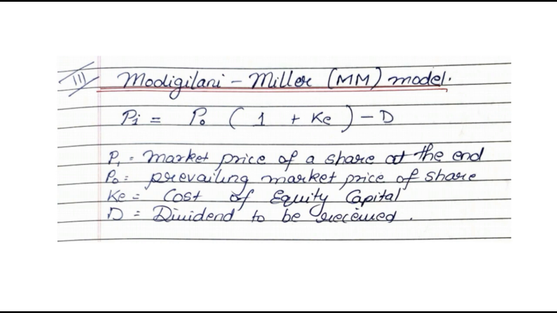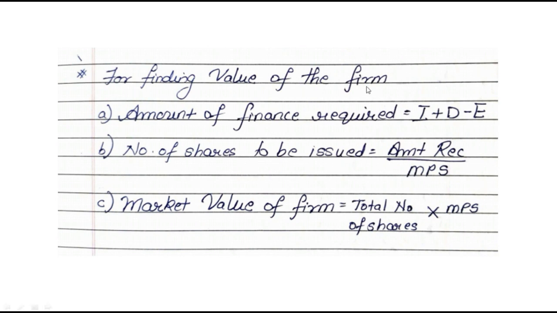Along with that, they can also ask you to find the new number of shares to be issued and the total value of the firm. For finding the value of the firm, the additional formulas required are: amount of finance required is I plus D minus E, where I is investment, D is dividend, E is earning. Number of shares to be issued is amount received upon MPS, that is the market price of the share. And the total market value of the firm is total number of shares into the market price per share. These are the additional formulas that are required.